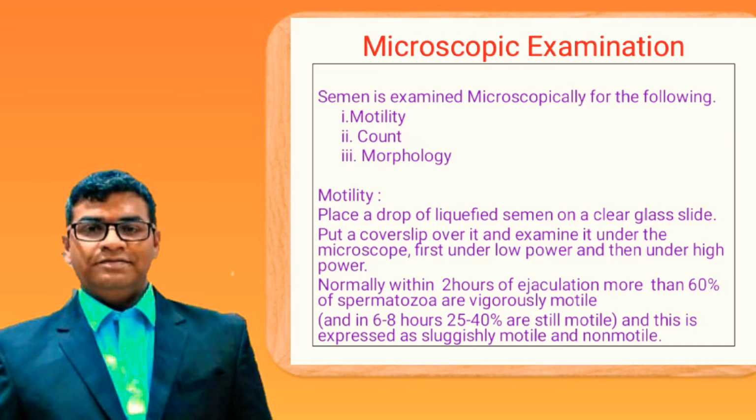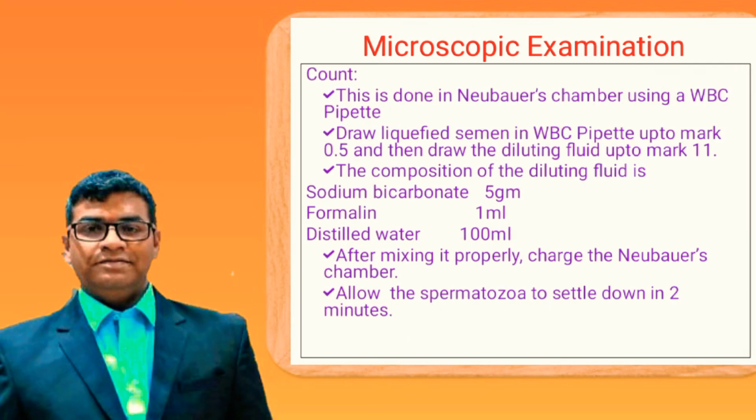Normally within 2 hours of the ejaculation, more than 60% of spermatozoa are vigorously motile and in 6 to 8 hours 25 to 40% are still motile, and this is expressed as sluggishly motile and non-motile. Count. This is done in Neubauer's chamber using a WBC pipette. Draw liquefied semen in the WBC pipette up to mark 0.5. Then draw the diluting fluid up to mark 11.